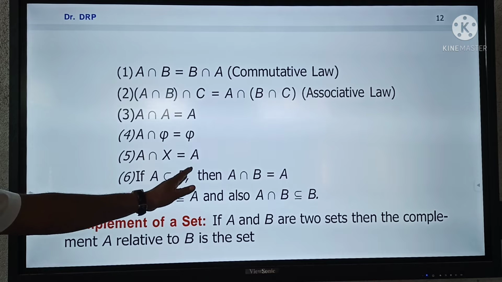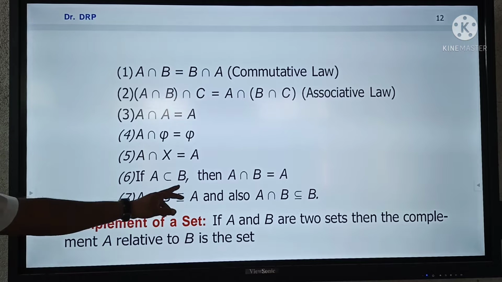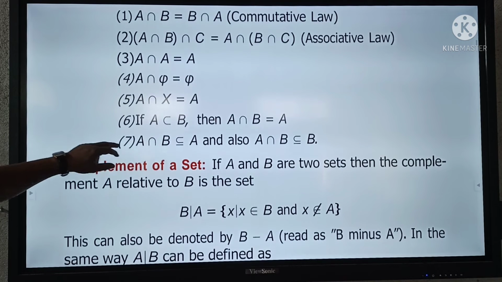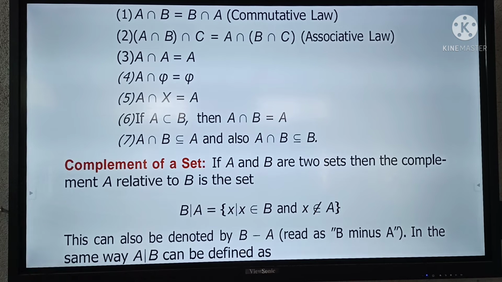A intersection X is A. If A is a subset of B, then A intersection B is A. In this way, A intersection B is a subset of A, and also A intersection B is a subset of B.